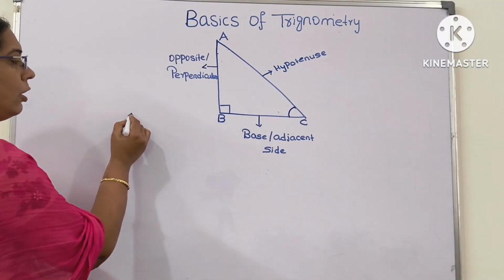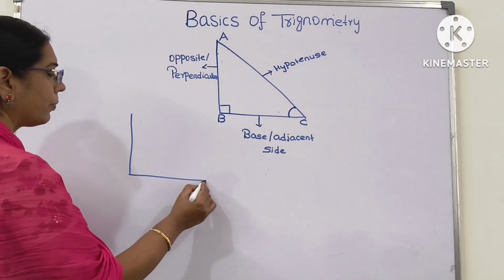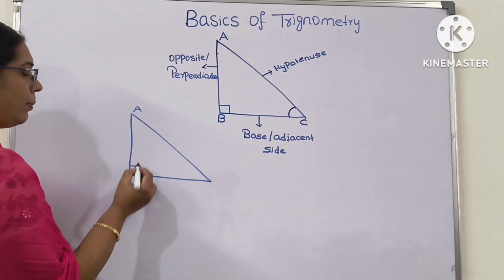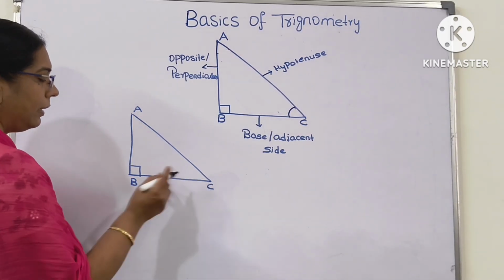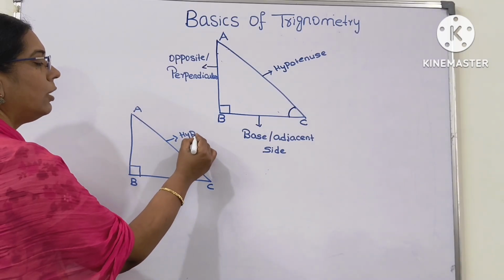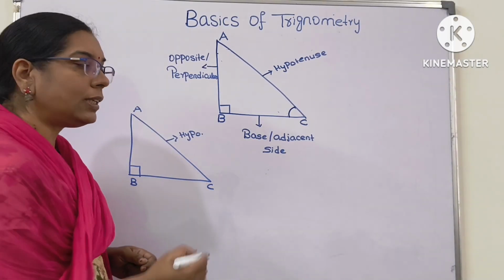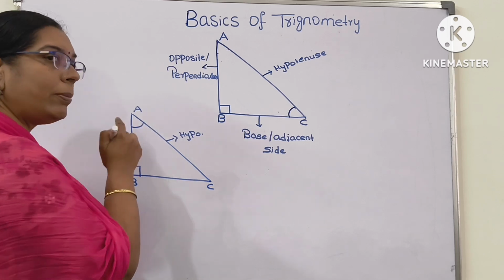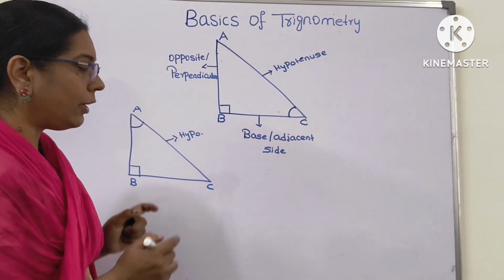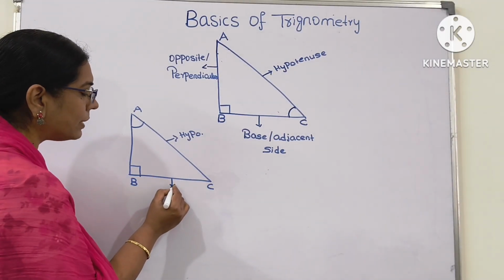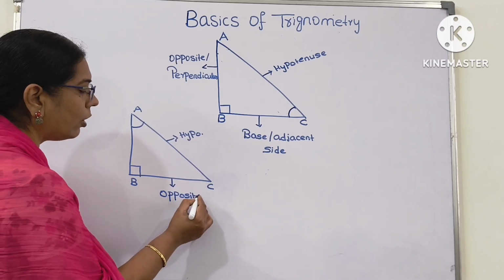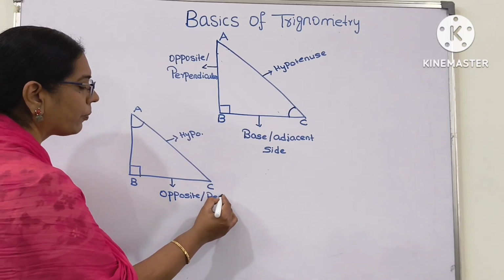Suppose I will redraw one more triangle. Now this is again triangle ABC, which is right angled at B. So automatically AC will be called the hypotenuse. Now, which is my acute angle of concern? It is angle A. So from angle A's point of view, which is the opposite side or the perpendicular? Now the side will be BC. So BC will be called the opposite side or perpendicular.